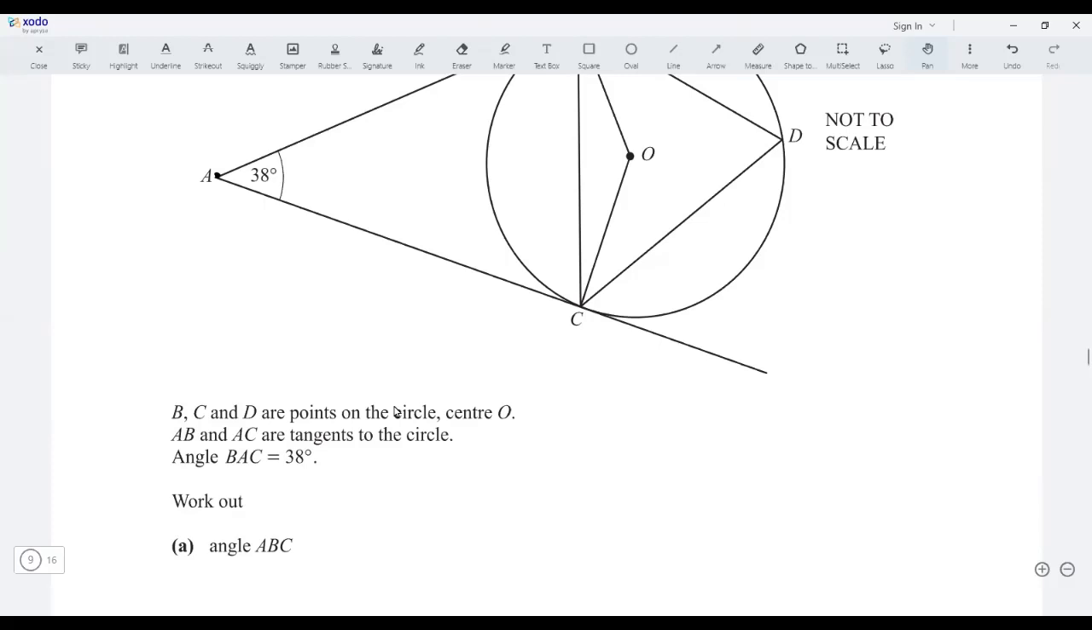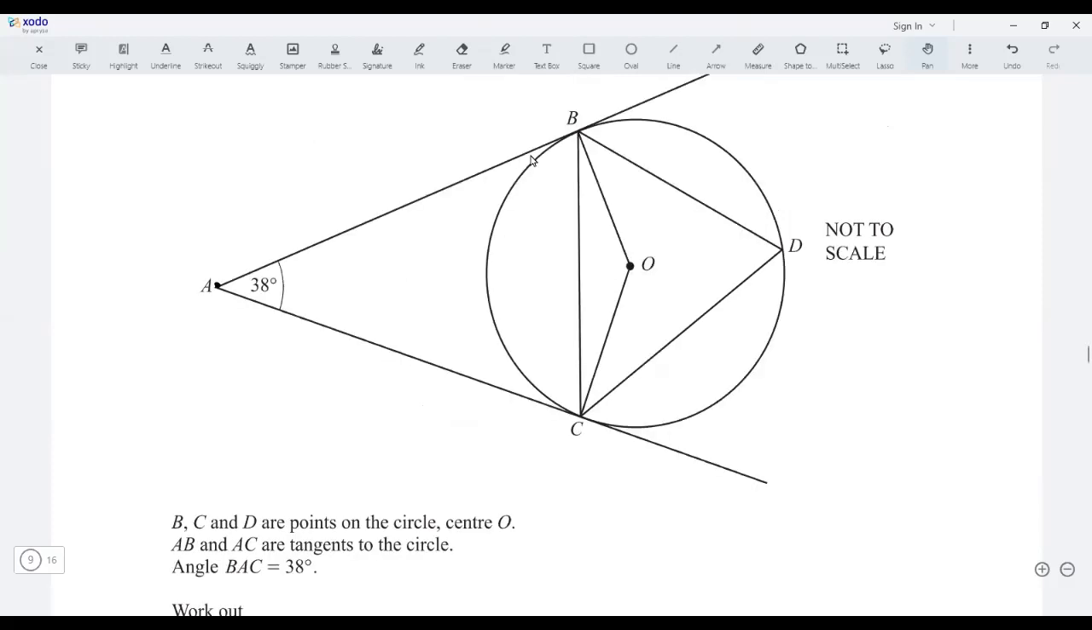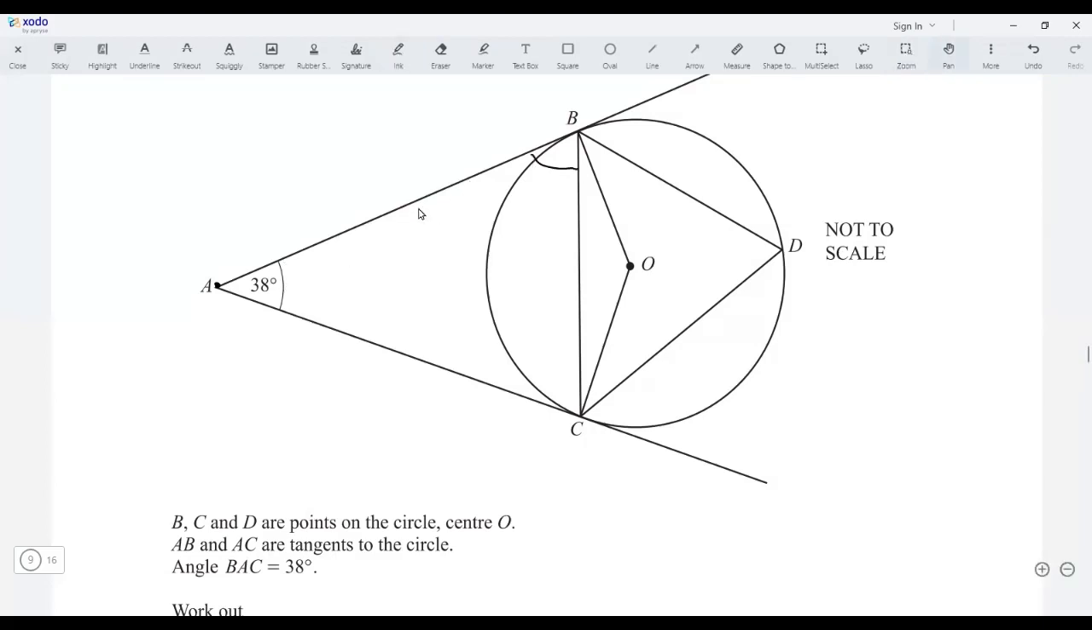We have to find angle ABC. Angle ABC is lying here, in the triangle ABC. We know this angle is 38, and the tangents are coming from the same point, and these two tangents are equal in length. If these two are equal in length, it means it's an isosceles triangle. You have to suppose this angle as x.